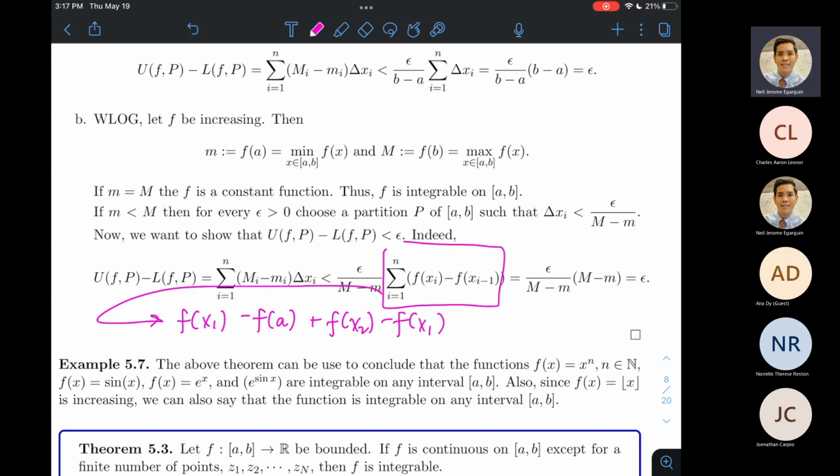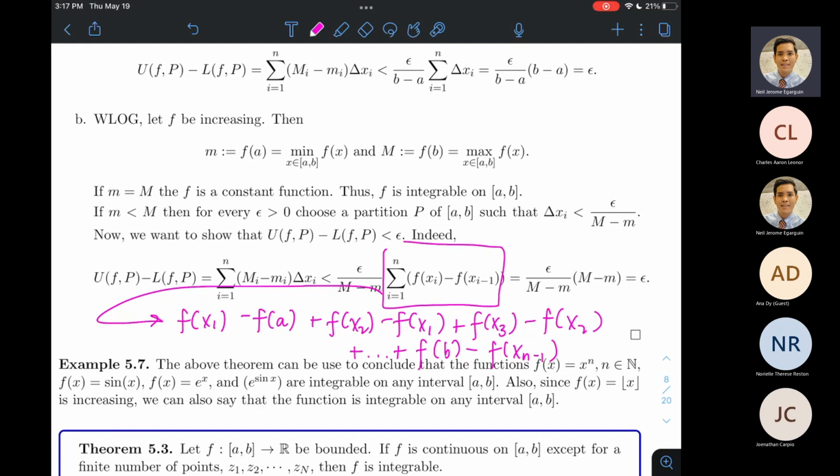Okay? Tapos kapag kasi i ay 3, I'll have f of x3 minus f of x2 all the way up to when i is equal to n, we're gonna have plus f of x sub n minus f of x sub n minus 1. Pero ang f of x sub n lamang ay f of b. Alright? Tapos ito, magte-telescope yung mga terms.